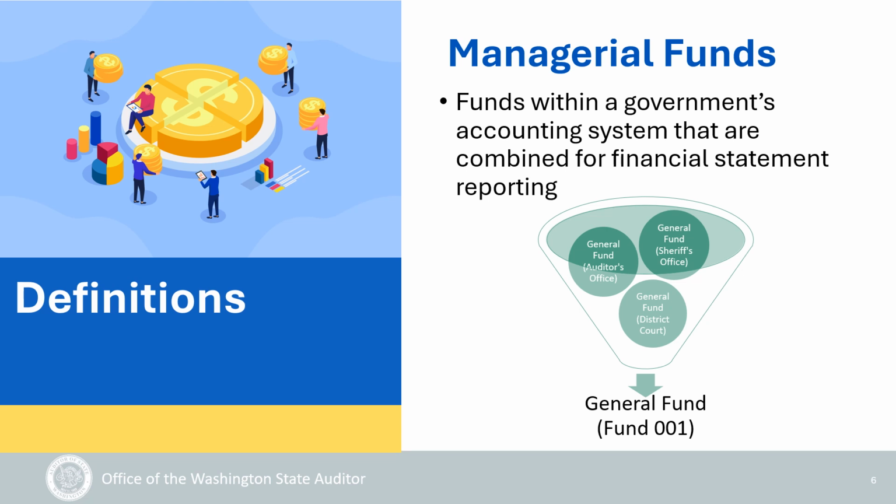But could you imagine how huge government financial statements would be if each individual department was reported as a fund? It would be really overwhelming. That's where managerial funds come in. That means the government tracks the department or activity in a separate fund in their accounting system, but then combines it or rolls it up into one fund for their financial statement reporting. In this example, the auditor's office, sheriff's office, and district court are all rolled into the county's general fund.